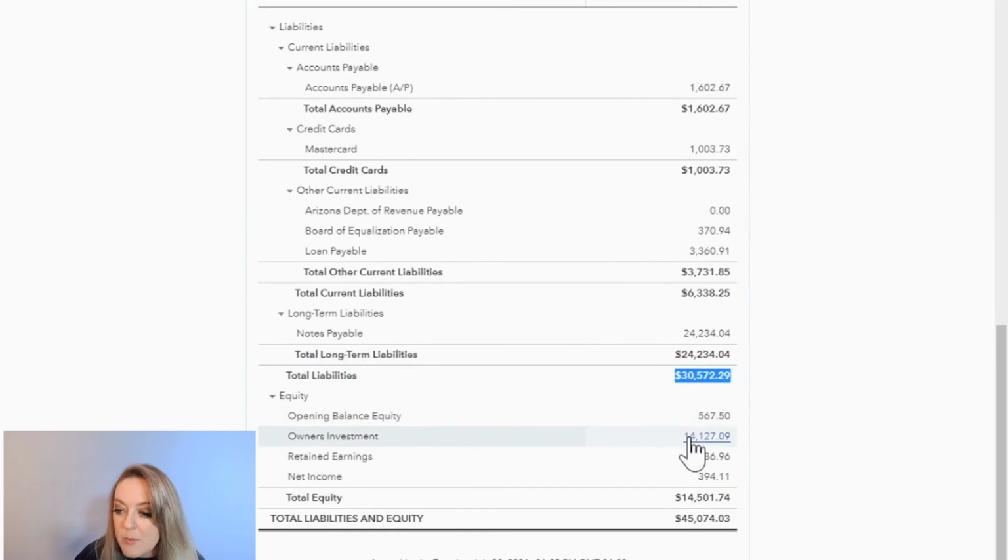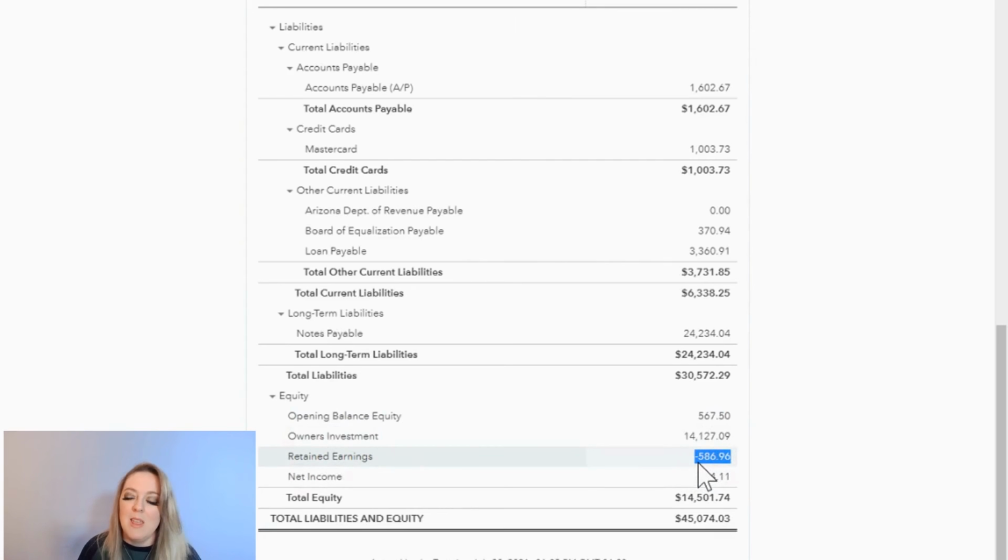You have owner's investment, and so this is the money that the owner has actually put into the company over the life of the company. You have retained earnings. In this case, it's negative, which means that the company has had losses in previous periods. And then you have net income, which is another form of retained earnings. And QuickBooks keeps it in net income instead of lumping it into retained earnings.